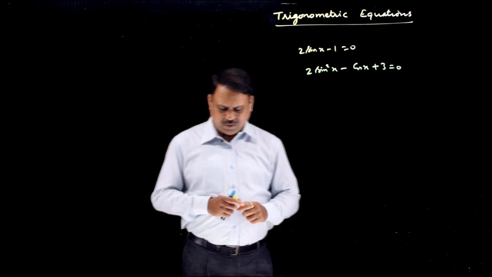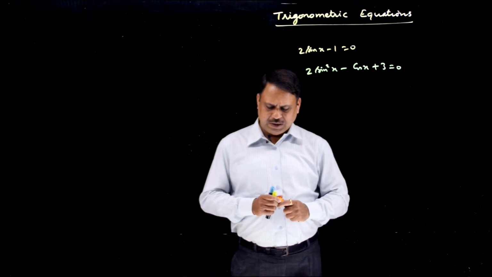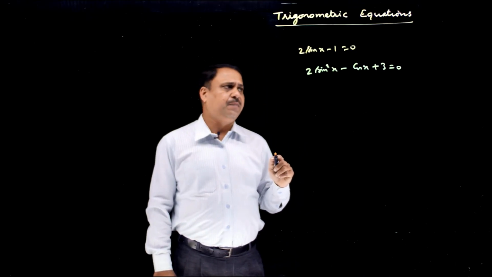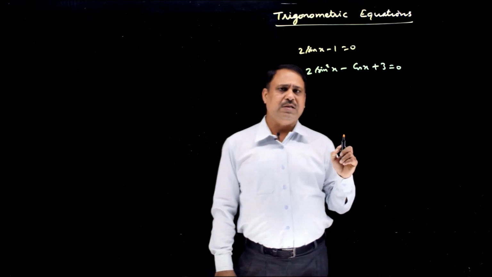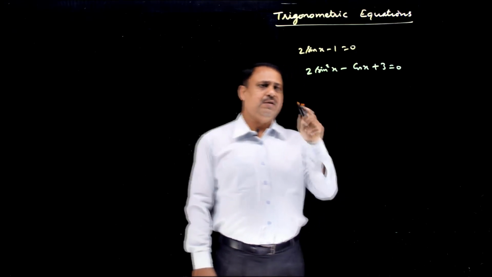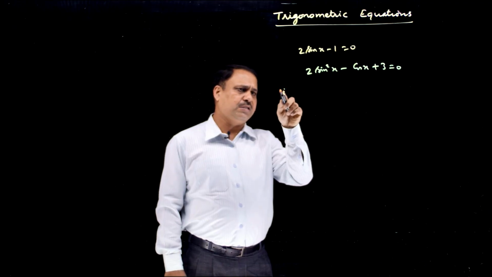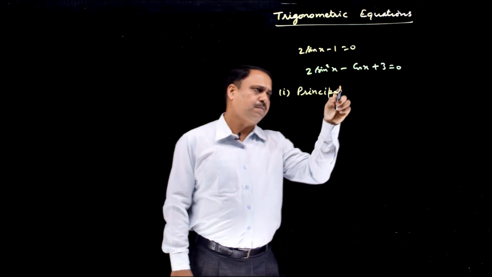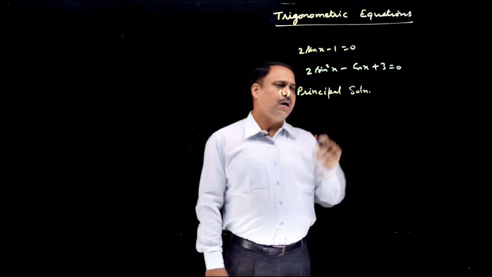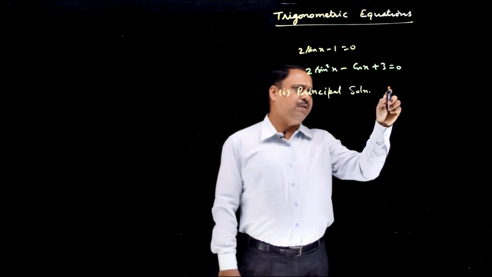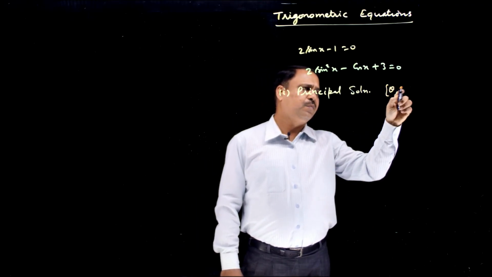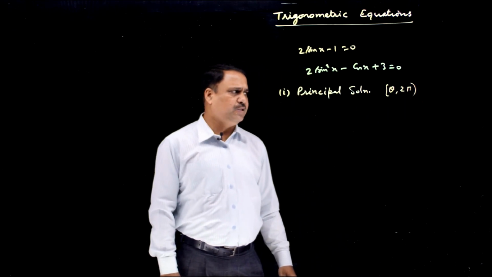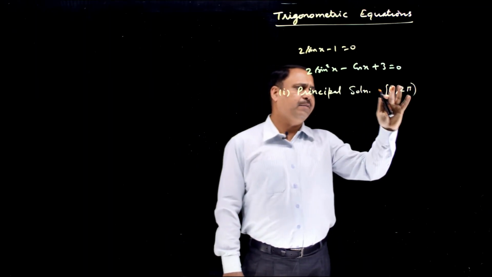So now we will start solving trigonometric equations. Generally there are two types of solutions. One type of solutions are known as principal solutions. First we will deal with principal solutions. Principal solutions are the solutions which lie between 0 to 2 pi.